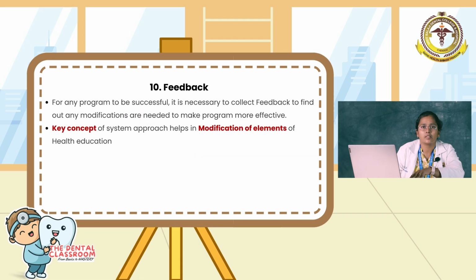Moving on to the next principle, that is the 10th one, it is feedback. For any program to be successful, it is necessary to collect feedback to find out if any modifications are needed to make the program more effective. It is the key concept of the system approach. If modifications of the elements of health education are to be done, this needs feedback to be obtained.